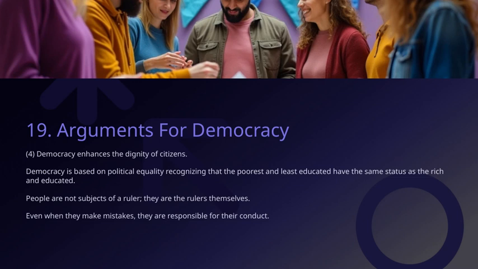This shifts the power directly to the people, making everyone responsible for the decisions that shape their society. And even when citizens make mistakes or disagree, they are still responsible for their actions. This accountability is a fundamental part of democratic life. So, overall, democracy isn't just about voting. It's about respecting each person's dignity and recognizing their role as active participants in the governance of their community. This theme of equality and responsibility is what truly underpins the value of democracy in our society.